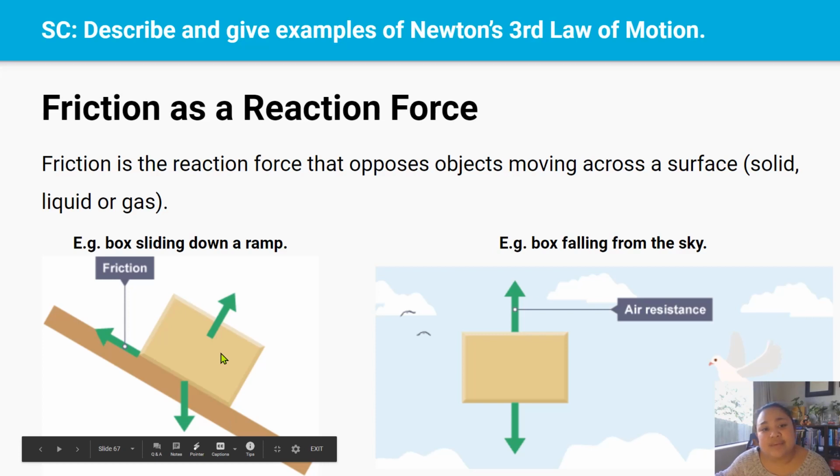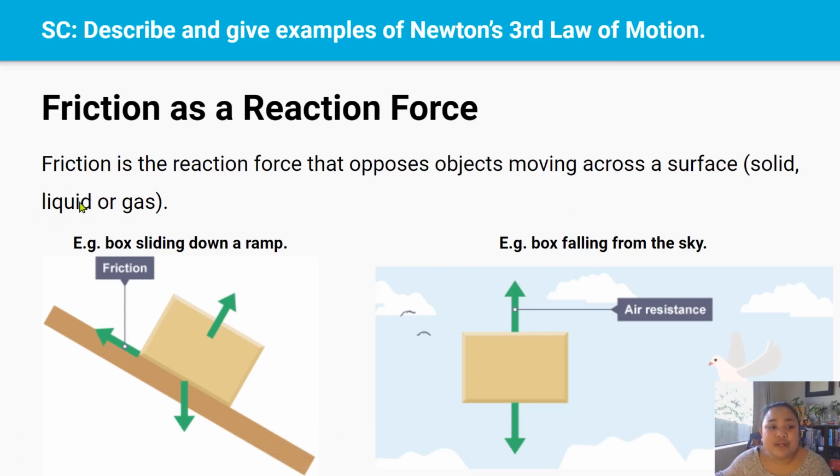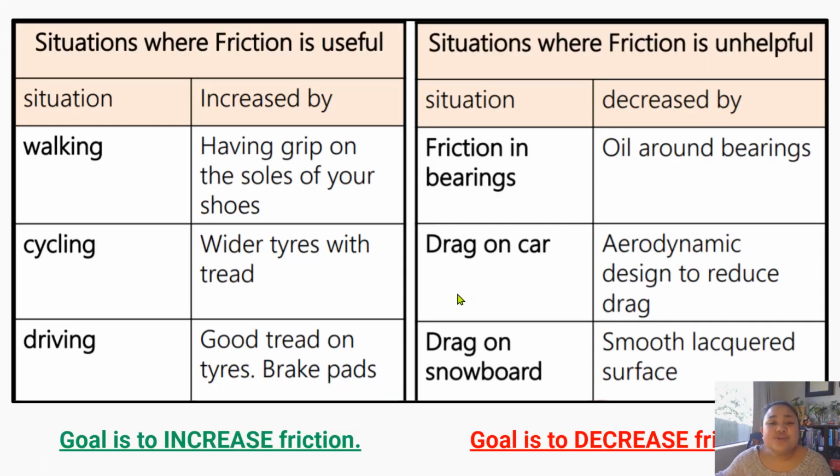I don't have an example of friction through a liquid, so water resistance, but you can imagine, let's say, a diver diving through the ocean, and the water is resisting the movement of that diver. So there are many examples where friction is useful, but there are also many examples where friction is not useful and could actually be quite dangerous. Let's start with situations where friction is useful.